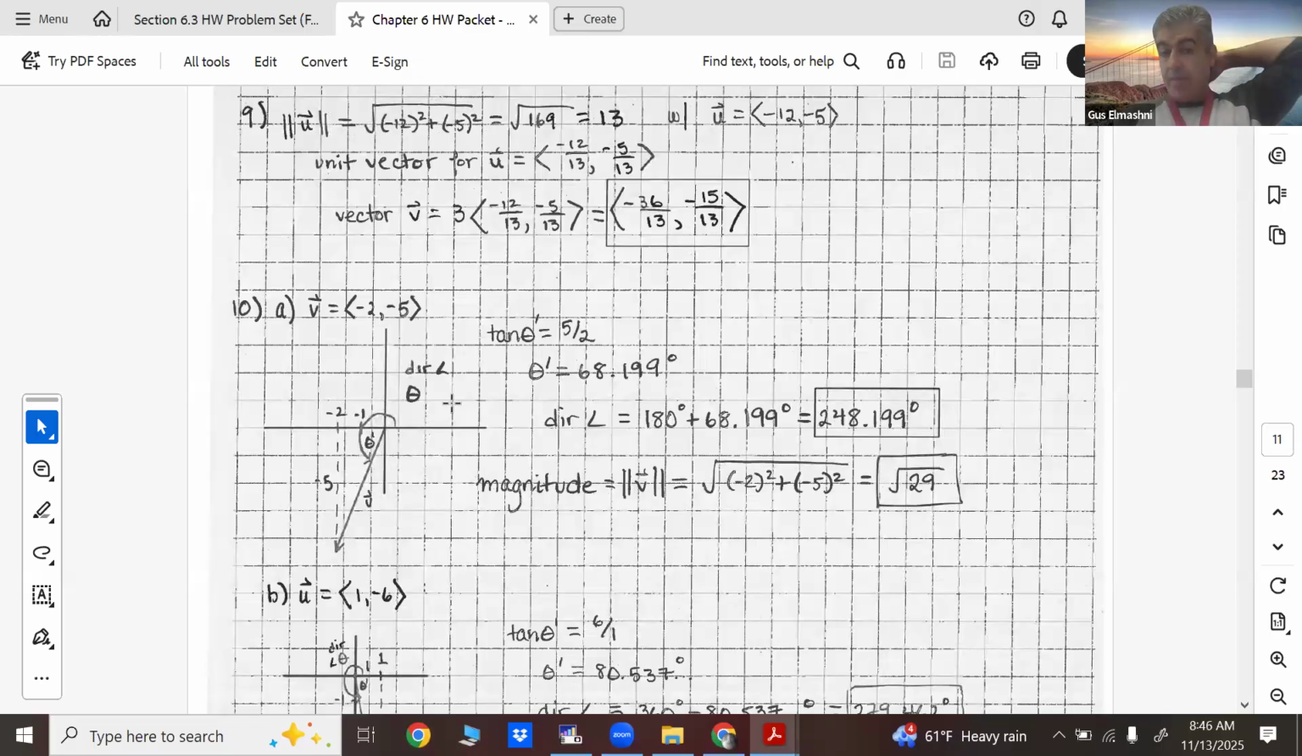So that's the direction angle. So you have to make an adjustment. And of course, magnitude's easy. That's just Pythagorean theorem, or distance formula. So hopefully that makes a little more sense. We're going to talk more about this in the notes today.